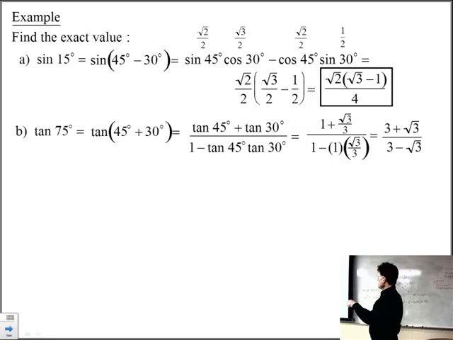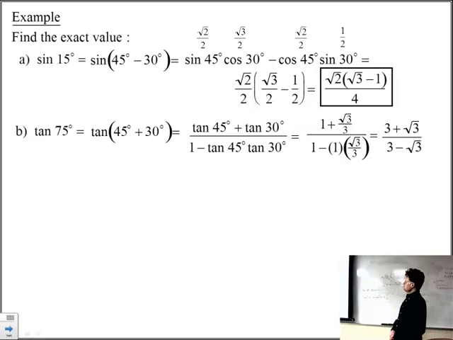Now, multiplying both top and bottom of the fraction by 3, you get 3 plus root 3 on the top, and on the bottom you get 3 minus root 3. Okay? That looks like it might be pretty well simplified, but it's really not. Any ideas? So this is an example where this thing might not obviously be simplifiable, but if you try a couple different things, you can actually simplify it. What might you do to simplify that?